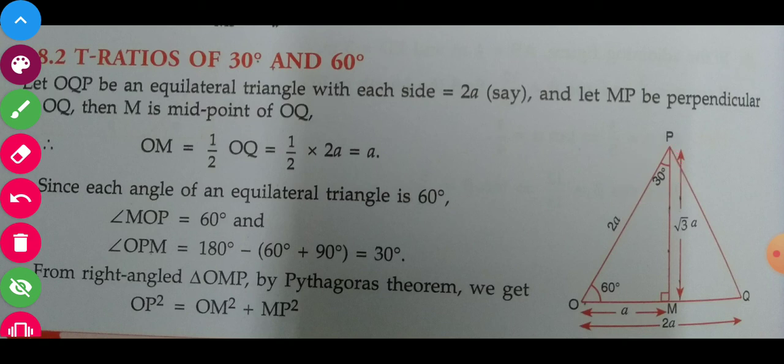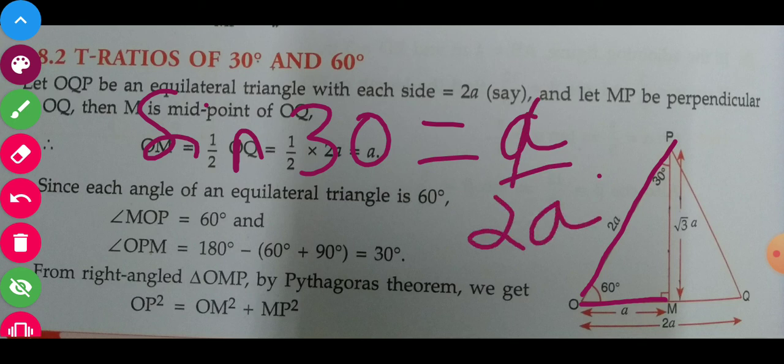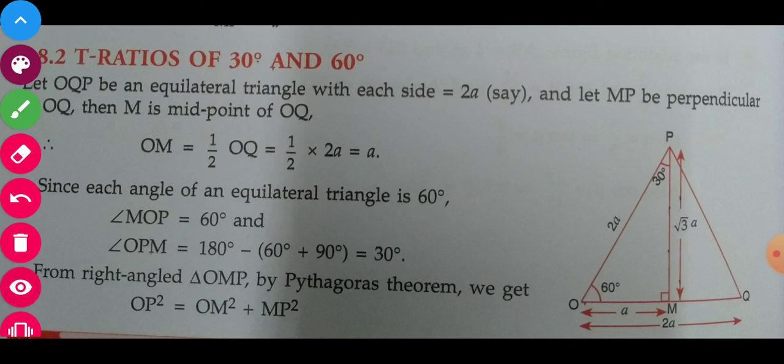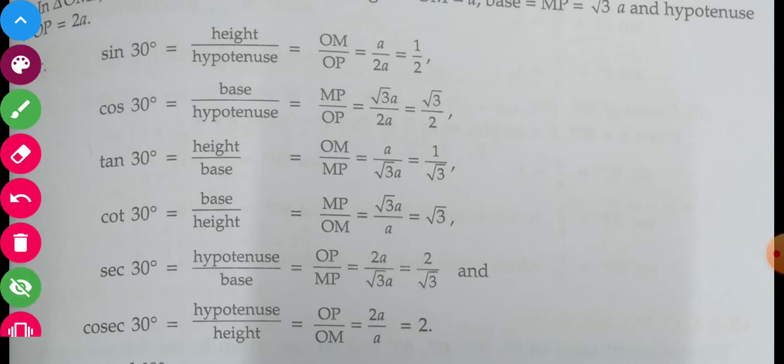So for 30 degrees, let us start with sine. So what would be sine 30? Sine 30 is height upon the hypotenuse. So height for this triangle is OM, and OM upon hypotenuse OP, right? So the value of OM is a, the value of OP is 2a. a and a cancel out, you get 1 by 2, right? So sine 30 has the value 1 by 2. So from this triangle, we are finding the trigonometric ratios. See, sine 30 came out to be 1 by 2.